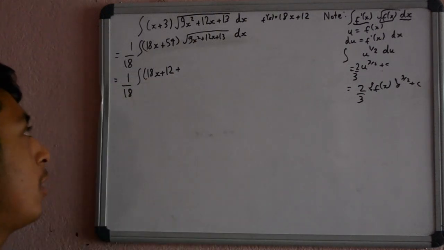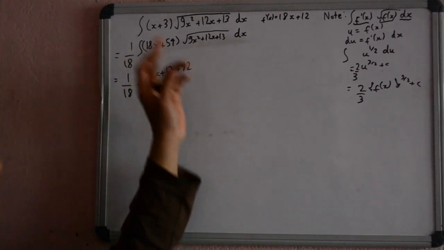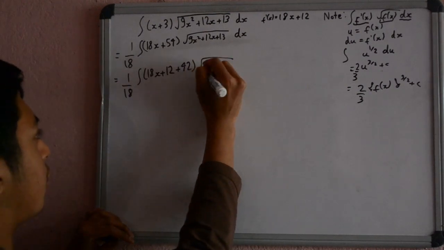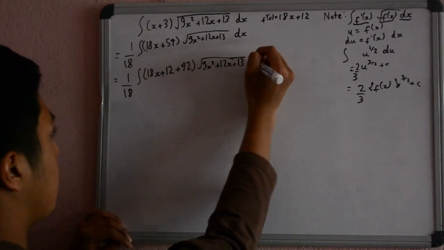And here 12 plus, I think it's 42, right? 42 plus 12 is 54. So we can just do this: root over 9x squared plus 12x plus 13 dx.